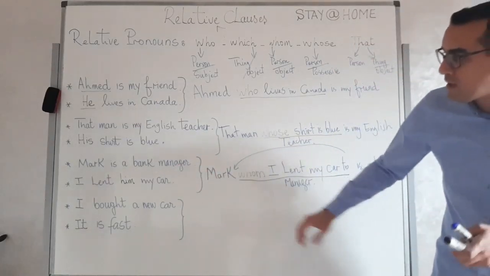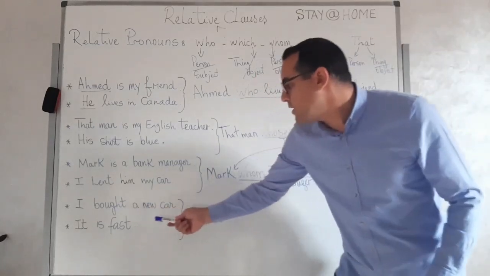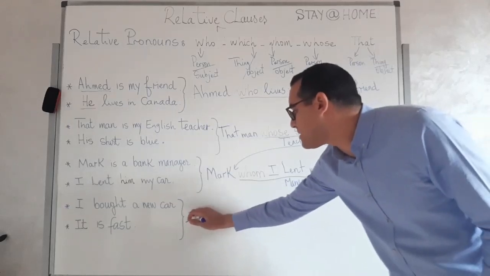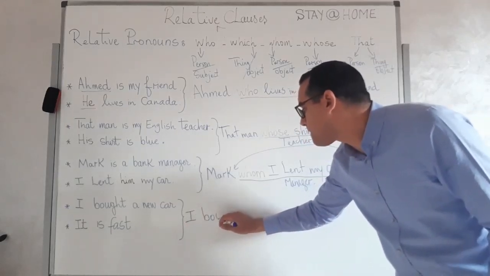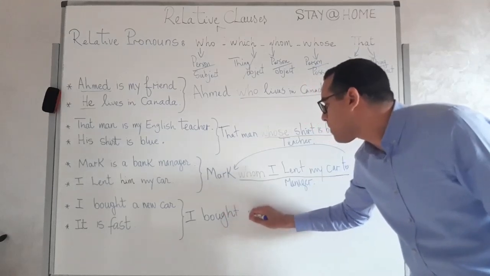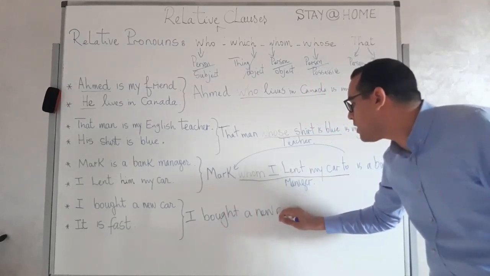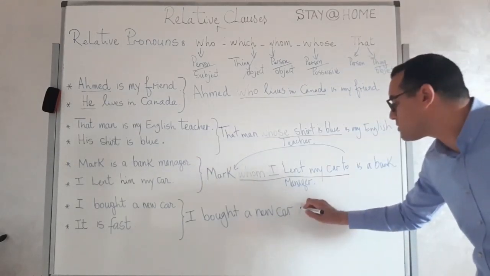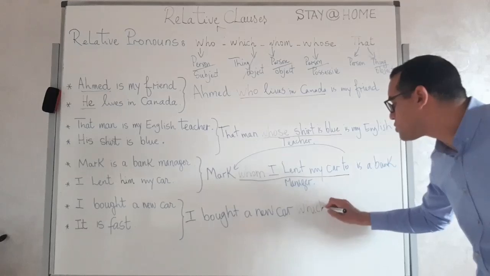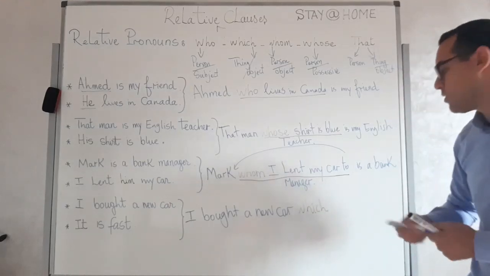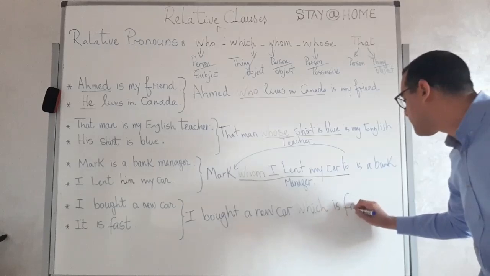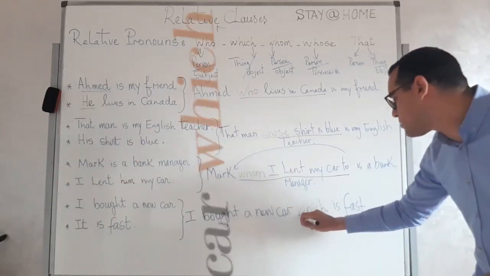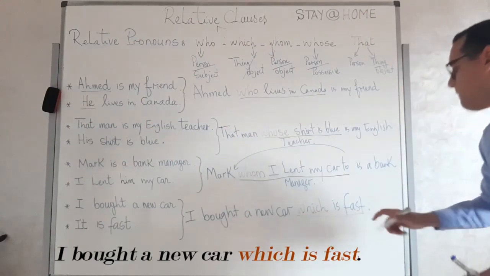Let's go to the last sentence here. We have, I bought a new car. It is fast. So it's going to be like this. I bought a new car. The relative pronoun that we're going to use is which is fast. The relative clause here is which is fast.